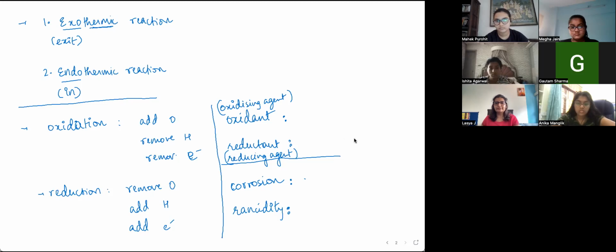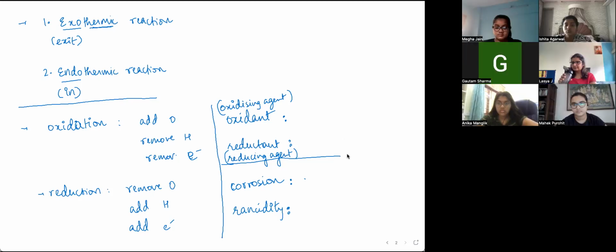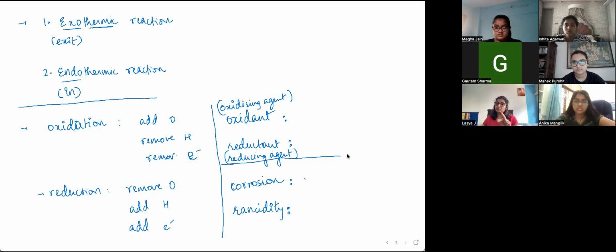Okay, Gautam, you go ahead. What is the chemical formula for rust? Fe2O3. Fe2O3, yeah, but rust contains both oxides of iron. So you have Fe2O3 and also FeO. So the combined formula. Yeah, Ishita.